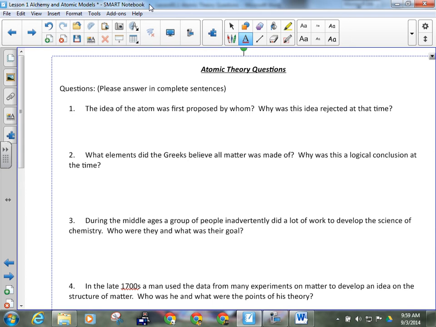Okay. All right, number 2, what elements did the Greeks believe all matter was made out of? So what were the 4 elements? Water, air, fire, earth, okay, are the 4 elements that the Greeks believed in. Okay, why was this a logical conclusion? Well, we talked about it already. It was something they understood. It was something that made sense, that they could understand that everything was a mixture of some of these things, and it was an acceptable idea that was tangible for them.